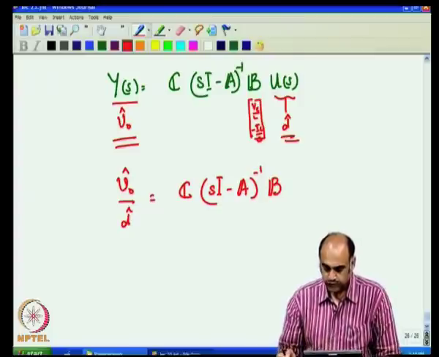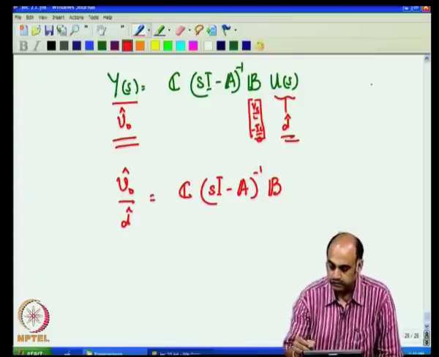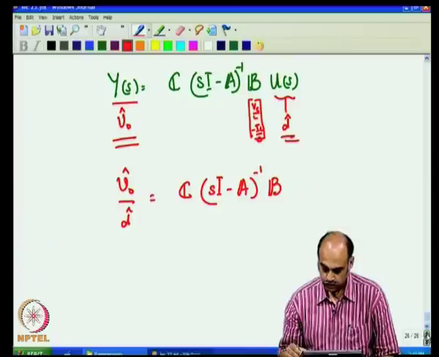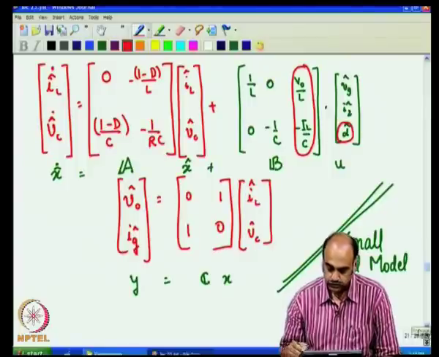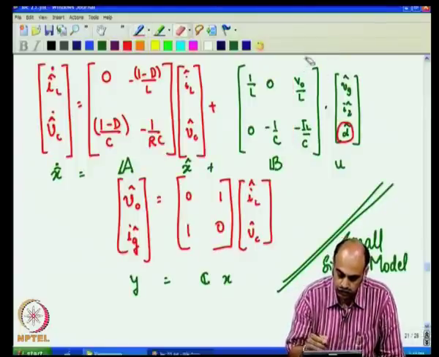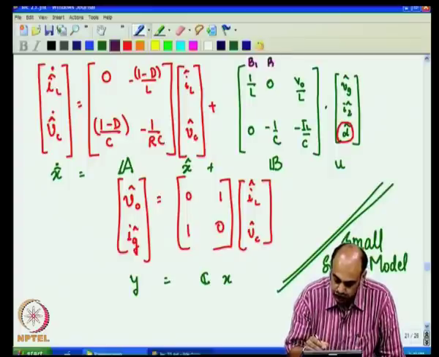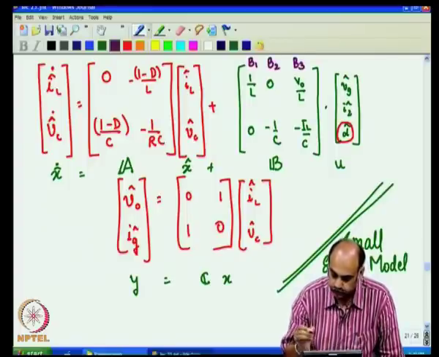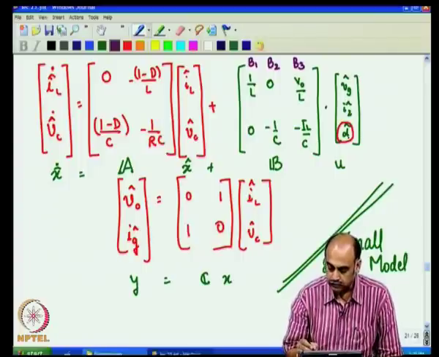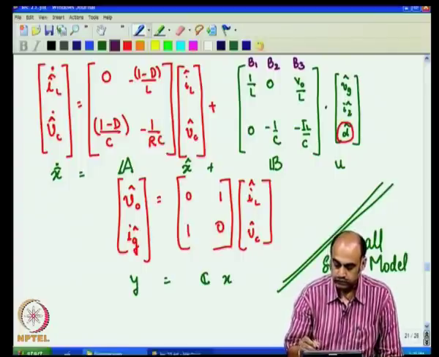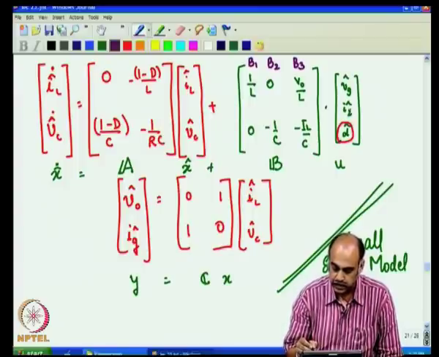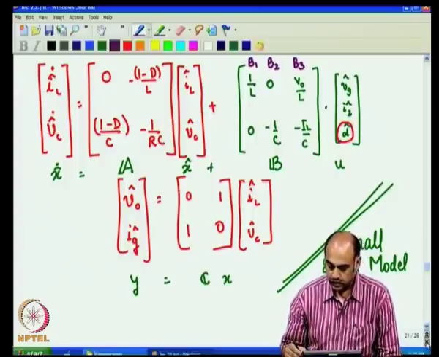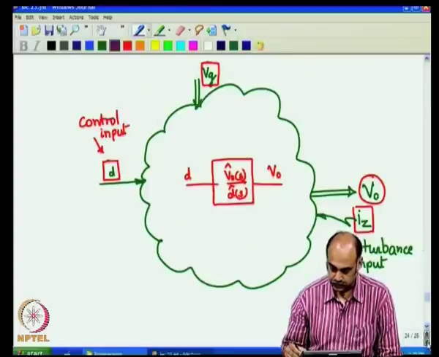Okay. If we consider the B matrix as columns, let us say B column 1, B column 2, B column 3. B column 1 we used for Vg, B column 2 is used for Iz, B column 3 is used for D in trying to obtain the transfer functions.